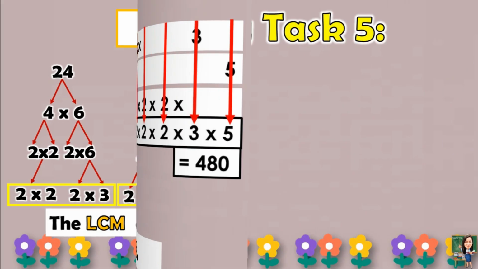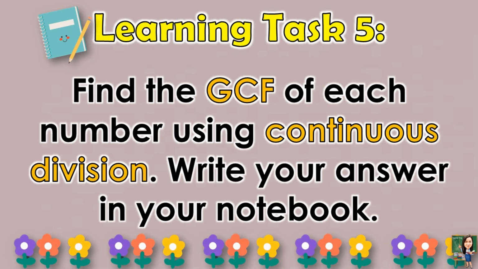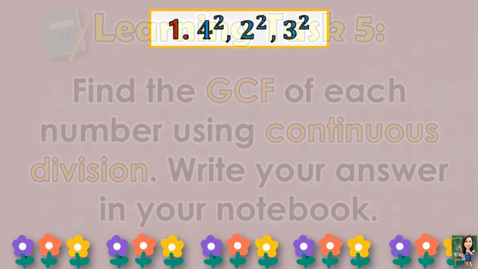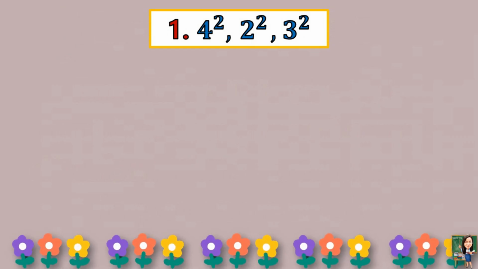And for the last activity, Learning Task 5, find the GCF of each number using continuous division. Write your answer in your notebook. Number 1. 4 squared, 2 squared, 3 squared.